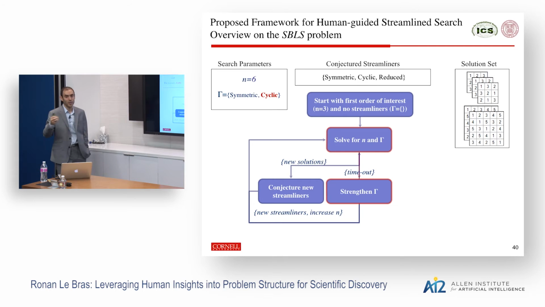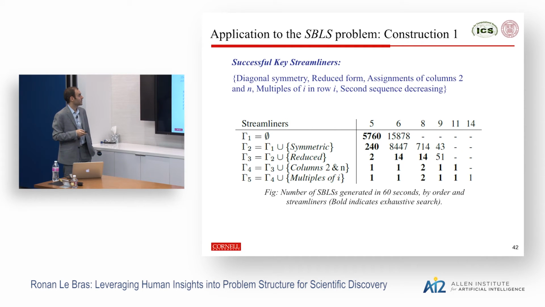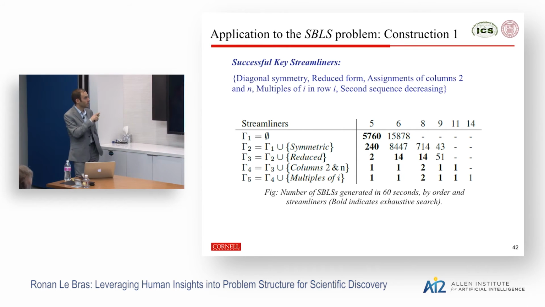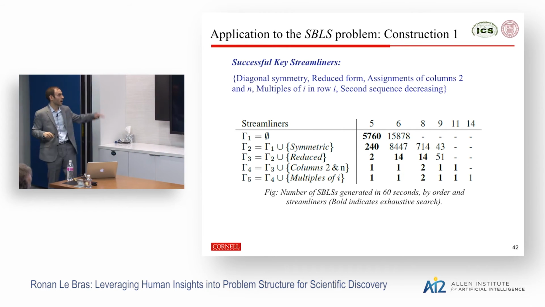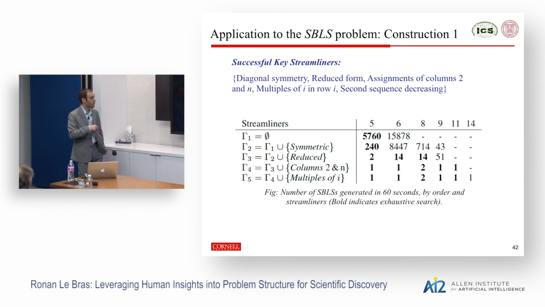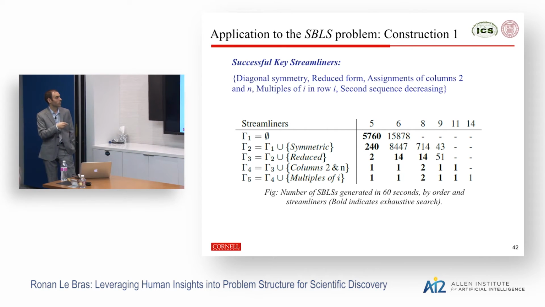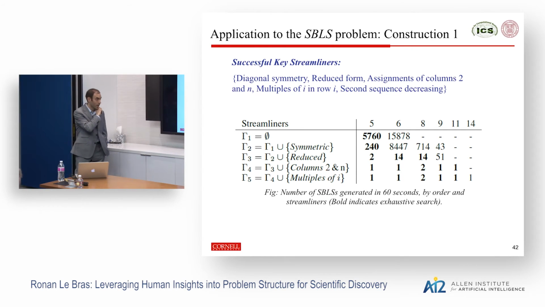So the second part is, how can we have similar problems, but with people from the crowd that know nothing about the problem? Okay, so now here are some successful key streamliners for this problem, and you'll see how we can quickly scale up the solutions that we obtain. If you try with, let's say, a 60 seconds timeout, you can generate solutions up to order 6 without any streamliner. Now, if you impose on top of this that you want the solution to be symmetric with respect to the main diagonal, you can scale up to order 9.